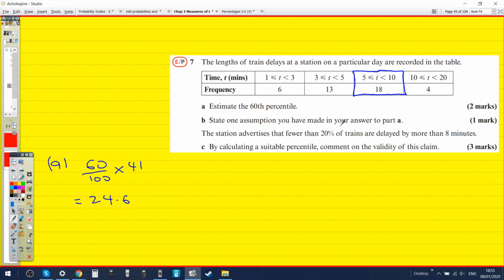5. Total students less than... Total students who aren't in that group? Who are less than that group? Oh, 18. How did you get 18? 19. 19. 5.6. Okay.